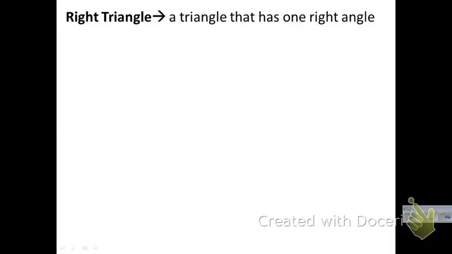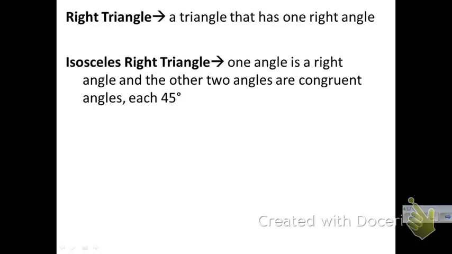Okay, a right triangle, this is a review. We've talked about right triangles already, but it's a triangle that has one right angle. We have an isosceles right triangle. That's where one of the angles is a right angle and the other two are congruent angles, each 45 degrees. So I have one here, and I have that one of the legs labeled x. I'm going to say let's let x be 1. If that's 1, because it's isosceles, this side is also 1, and we're going to try to find c here.